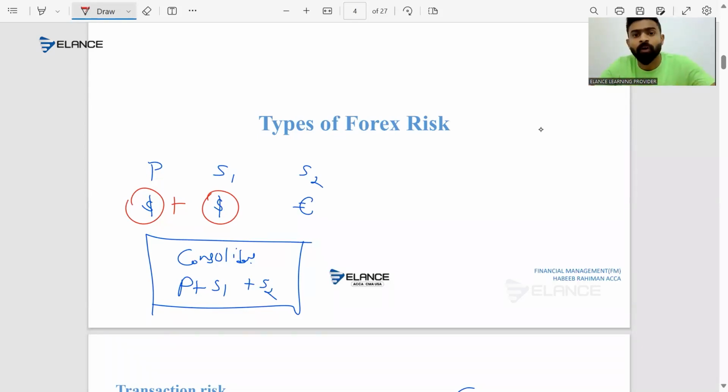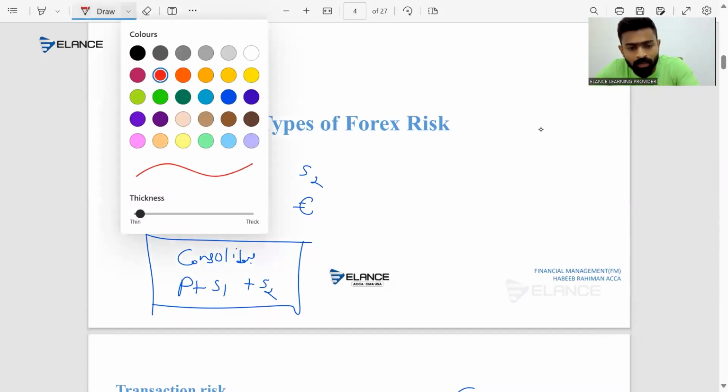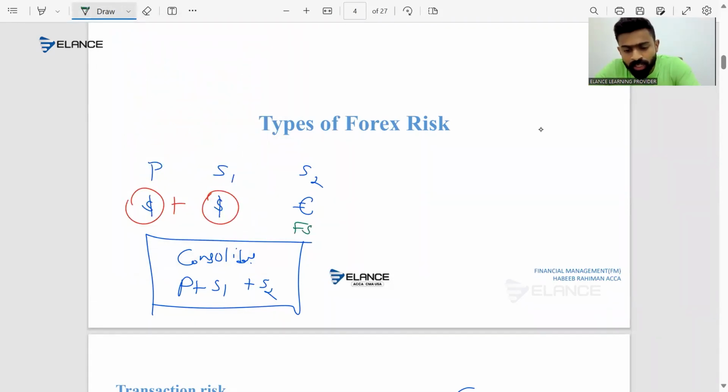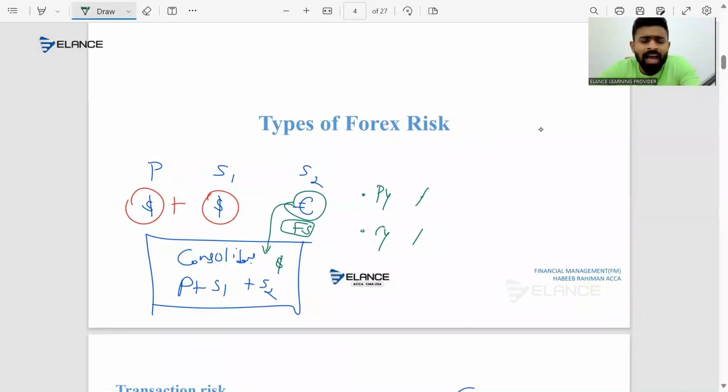But every year, while we are preparing the financial statements, we need to translate these euros into dollars in order to consolidate. Due to foreign exchange rate changes, the previous year's and the current year's exchange rates might not be the same. Due to this, the value of assets and liabilities in the consolidated FS might increase or decrease. So there will be a gain or loss in the accounting books. That is said to be translation risk.